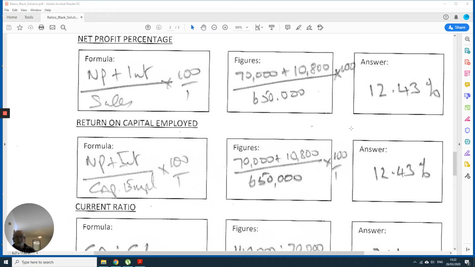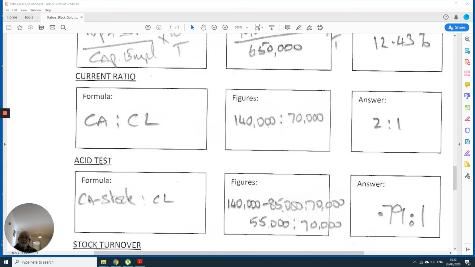Don't forget, in these videos, you can go back, you can go forward. So if it was 10% last year and it's 12.43% this year, can you see that the correct thing to say is profits have gone up by 24.3% and not 2.43%?